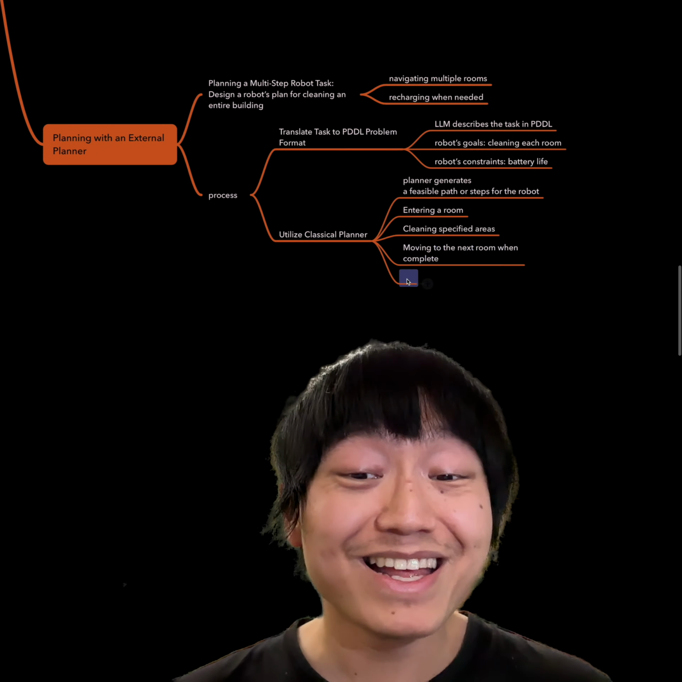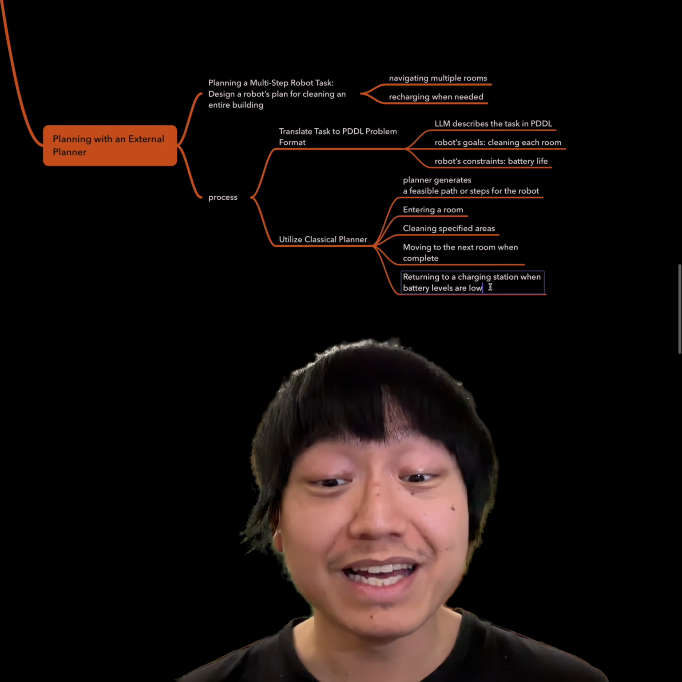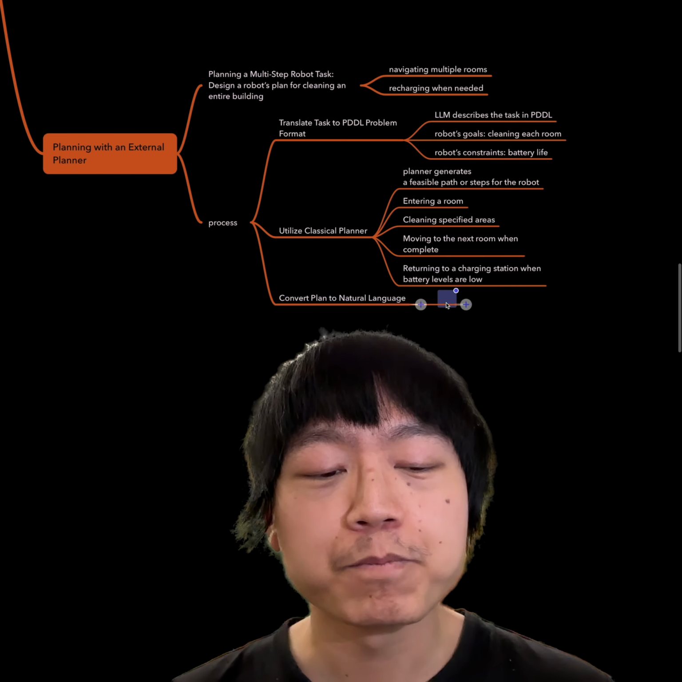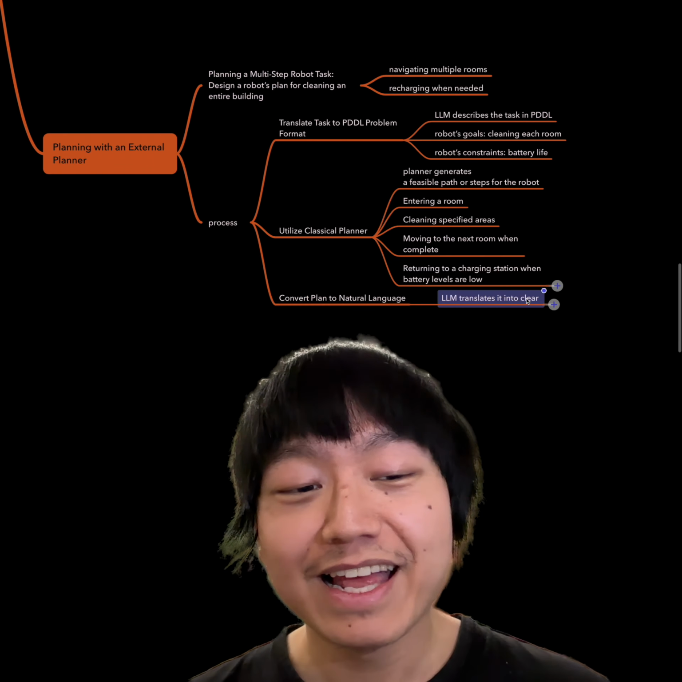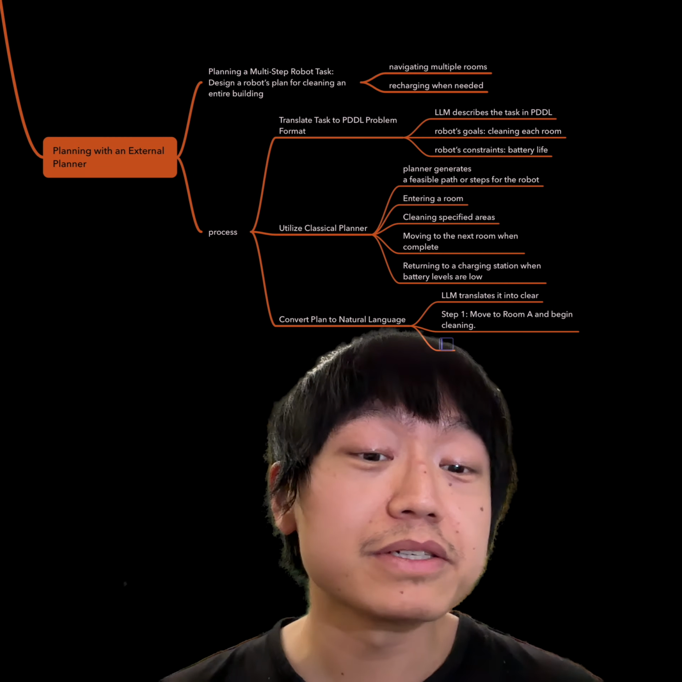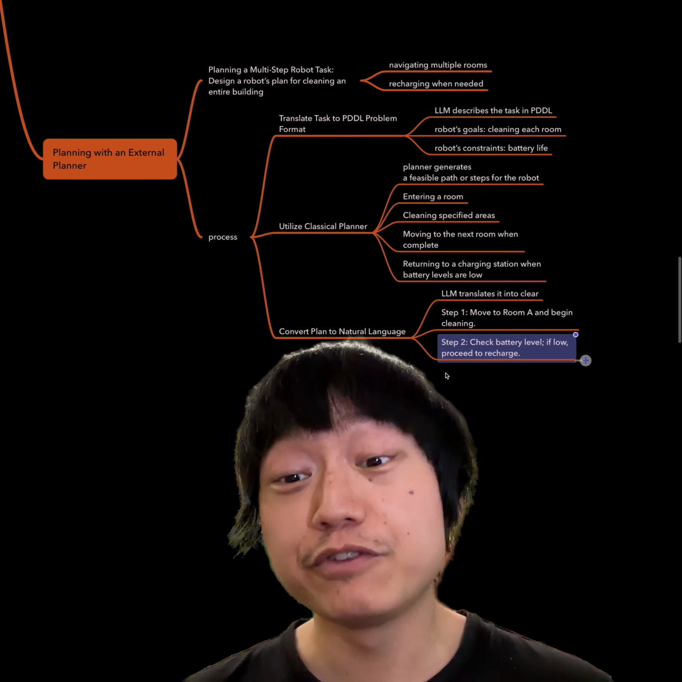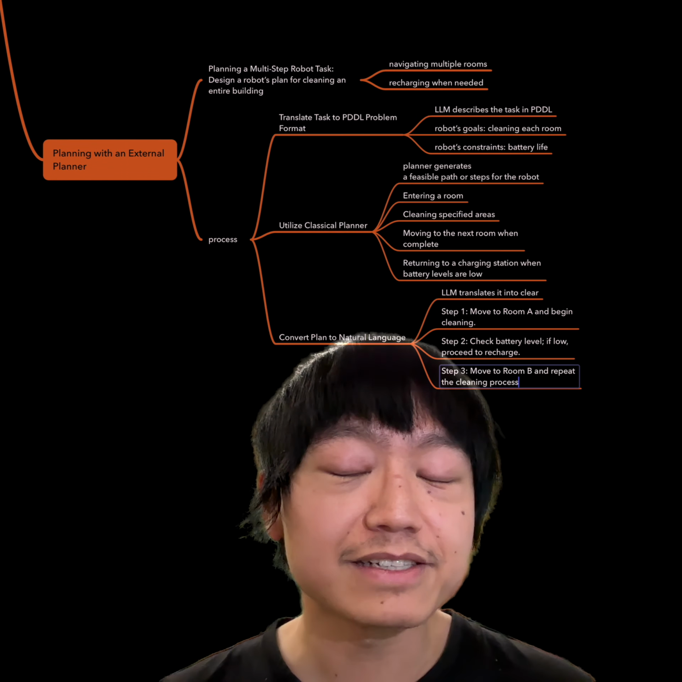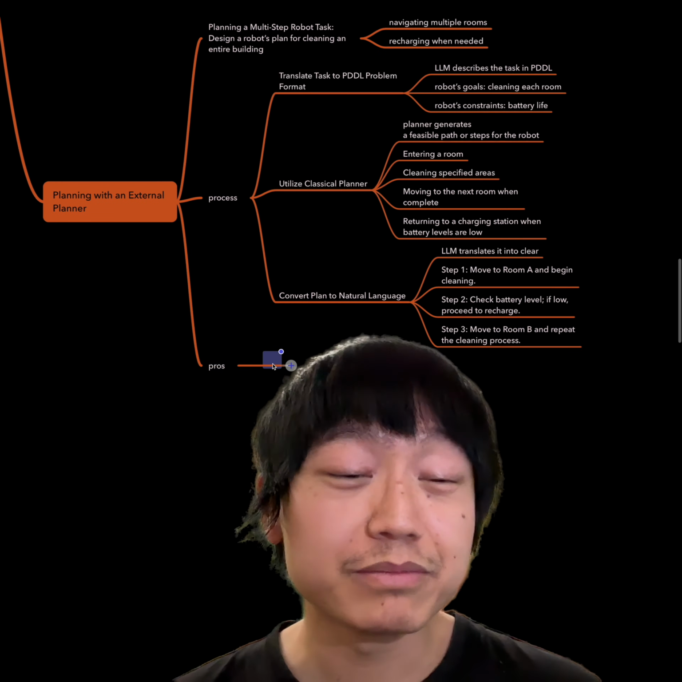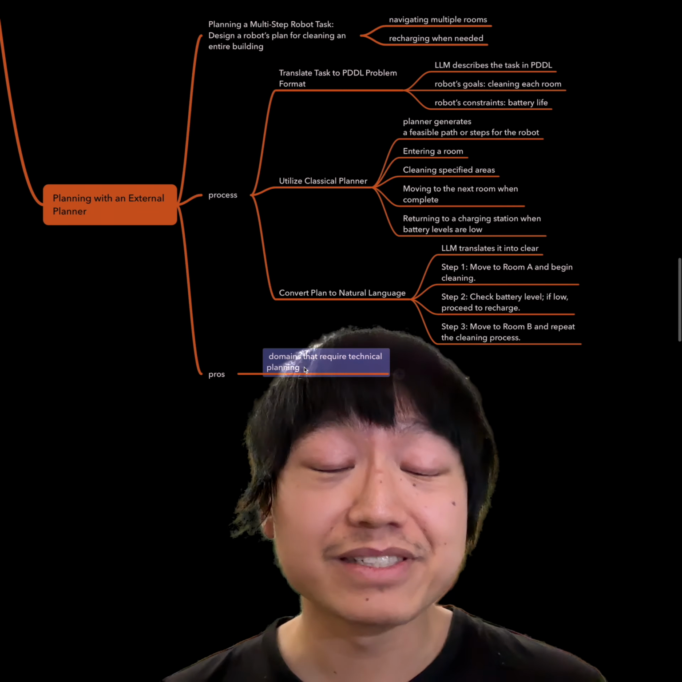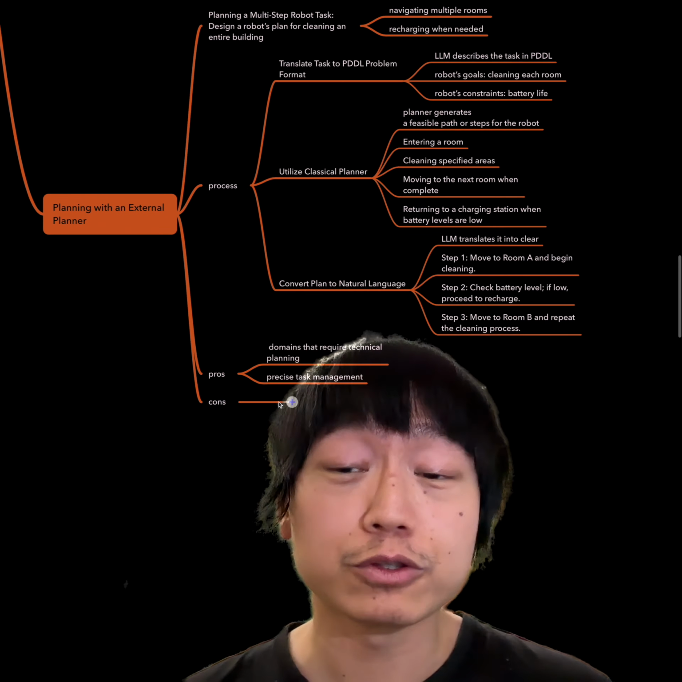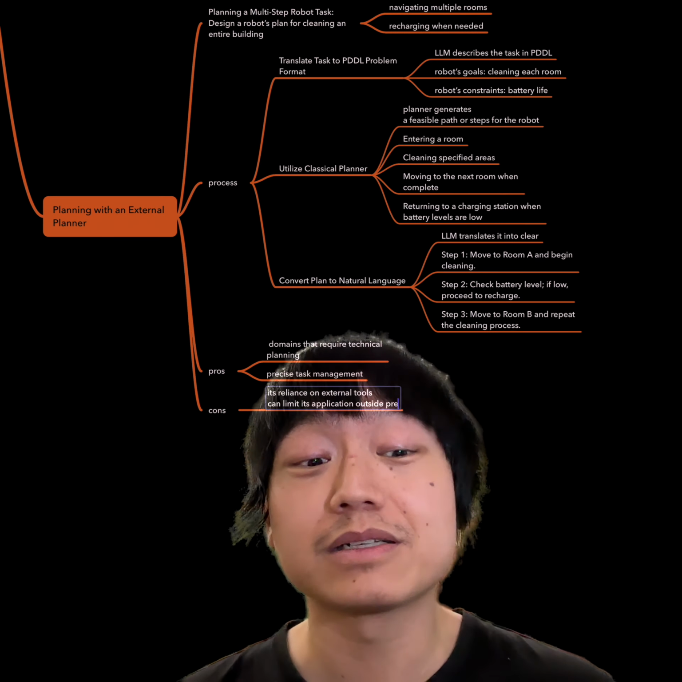Then it converts the plan into natural language. Once the plan is clear, the LLM translates it into cleaner step-by-step instructions. Step 1 is move to room A and begin cleaning. Step 2 is check battery level. If it's low, proceed to recharge. Step 3 is move to room B and repeat the cleaning process. So LLM+P is very valuable for domains that require technical planning and precise task management, although it relies on external tools that can limit applications outside of the predefined domains.